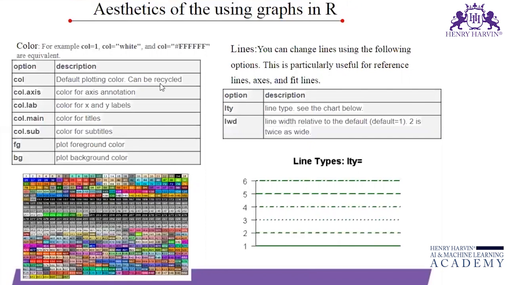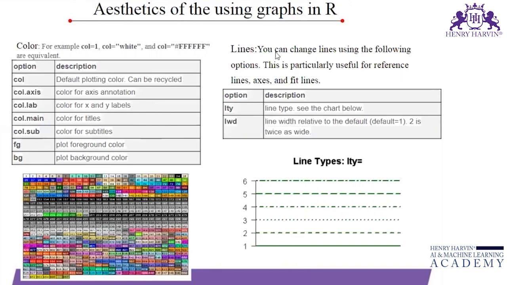If there are multiple variables, you can always recycle the colors, using different colors for different variables. Then there is color for axis annotations. If you want to color the axis names, for that we use col.axis. Then there is col.lab for coloring the labels. Then there is col.main. If you want to change the color of the title you are giving to your graph, you can use this command. Then there is color for subtitles. If you are adding any subtitle, you can change its color also. Then you can give the background color to your graph also.